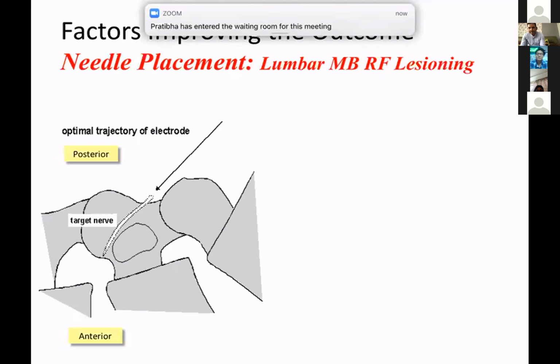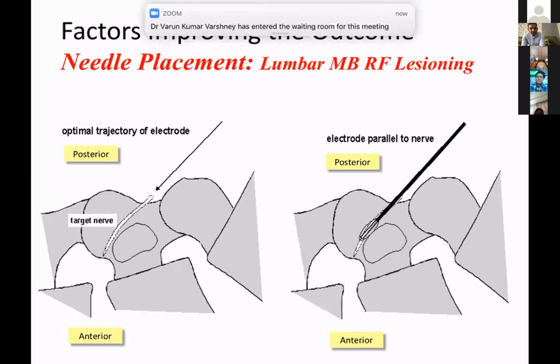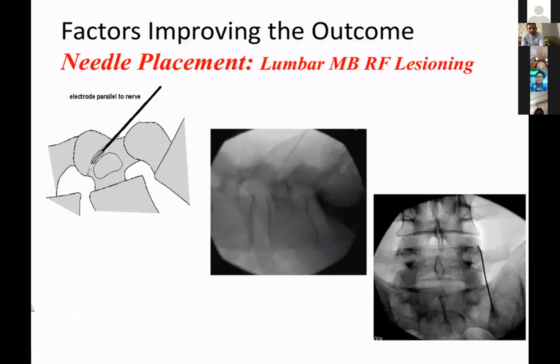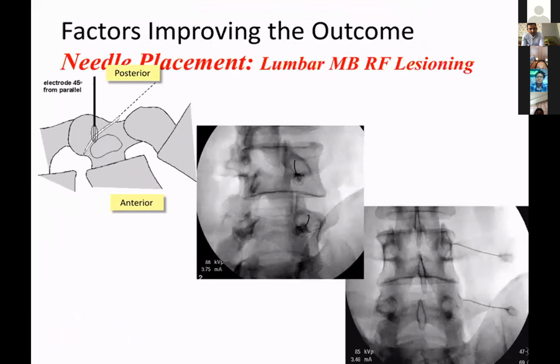This picture is a schematic diagram of the medial branch passing in the groove between the SAP and the transverse process. Now, we position the needle parallel to the nerve. And if we look at the C-arm pictures over here, this is how the needle appears in the fluoroscopy pictures. However, if we position the needle perpendicular to the nerve, a very small part of the nerve will be lesioned, giving rise to short-term results.